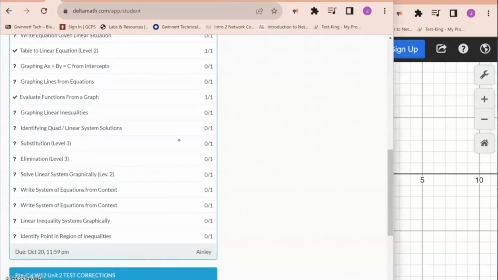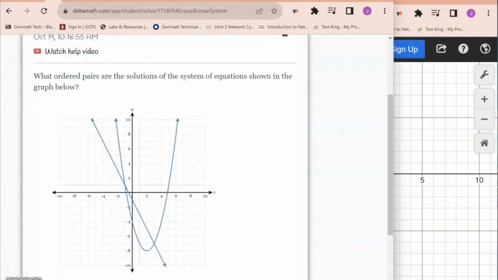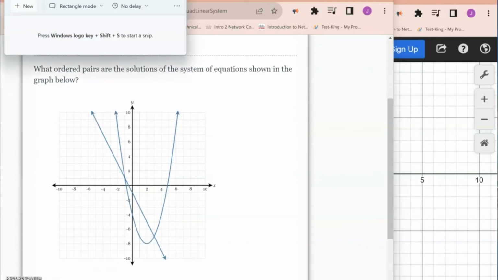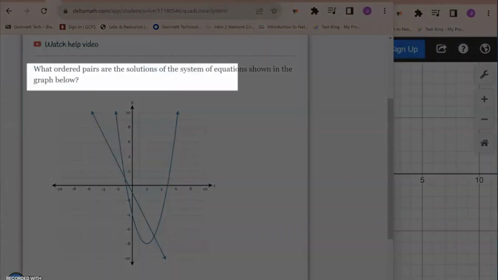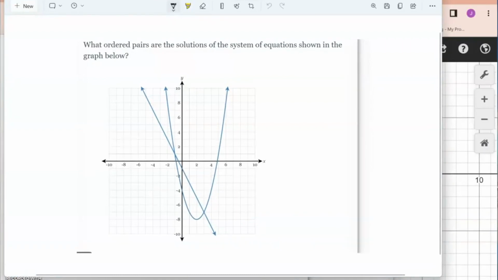All right, so we're going to take a look at identifying quadratic and linear system solutions. These are pretty straightforward. Remember that anytime you have a system of equations, the solutions are the intersections where the lines cross each other. So where does this quadratic cross this linear? So it crosses right here. That's a solution, and this is a solution.